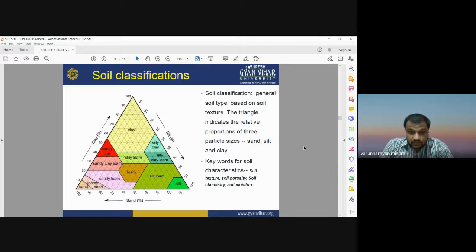Soil chemistry is also important, and soil moisture. These are important characteristics, important factors when we are going to select any site for construction. Before the construction of any building or any kind of infrastructure, we need to first check the soil properties and soil characteristics. It has an important role in site selection.